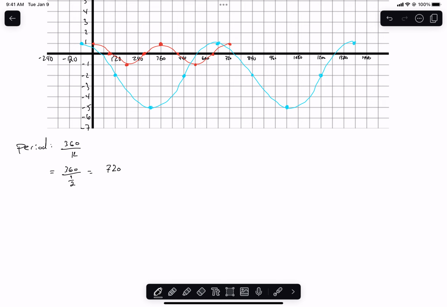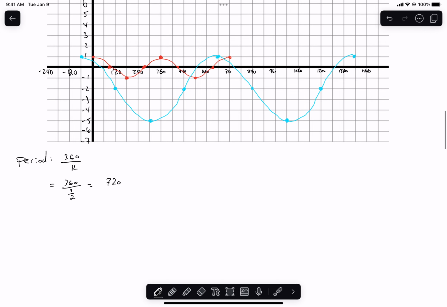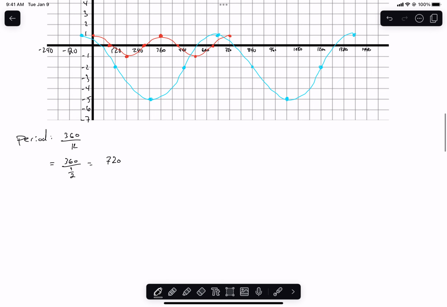Okay. And then that deals with the horizontal work. And then we're interested in the amplitude and the max, min, and then I just put equation of axis. So the maximum and the domain range. The max is going to be 1. The min is going to be -5.